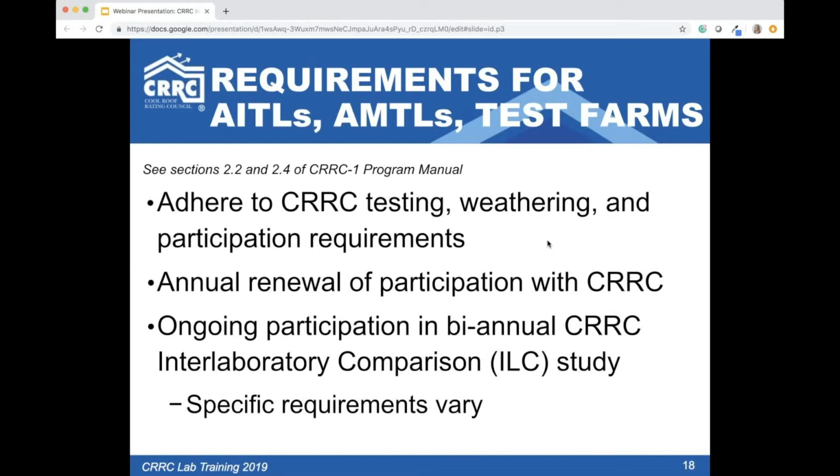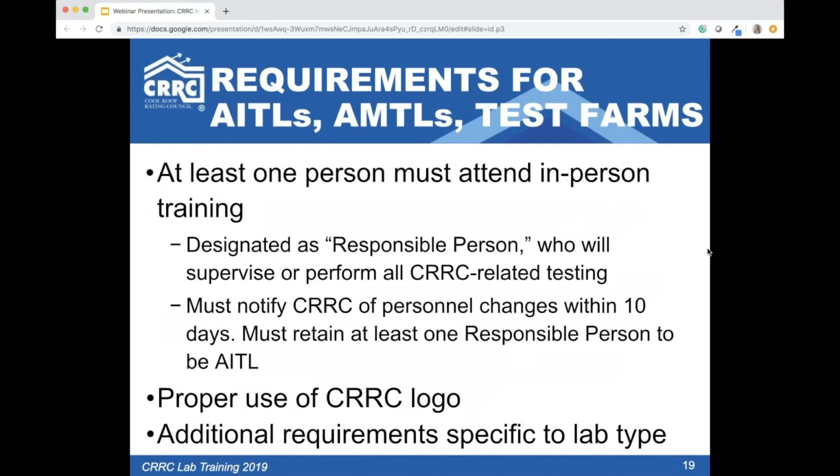The specific requirements of that vary. For example, if you have a test farm participating, they only need to test color because they are not equipped to test solar reflectance and thermal emittance. That's not something that they do for our program, so we don't ask them to do that as a part of the ILC. But AITLs are asked to test to all of their capabilities. So if they're capable of testing it and providing us with data for a product rating, then we want them to test it through this ILC process.